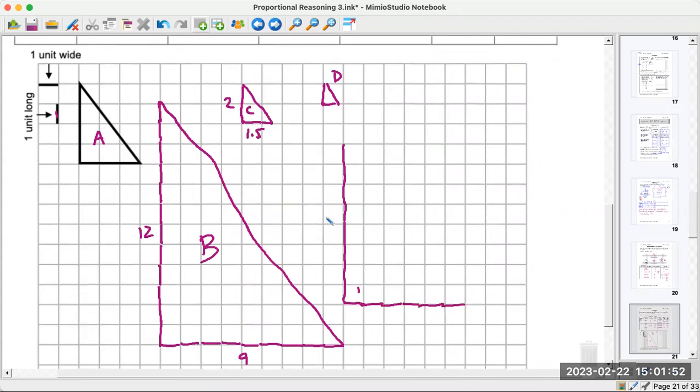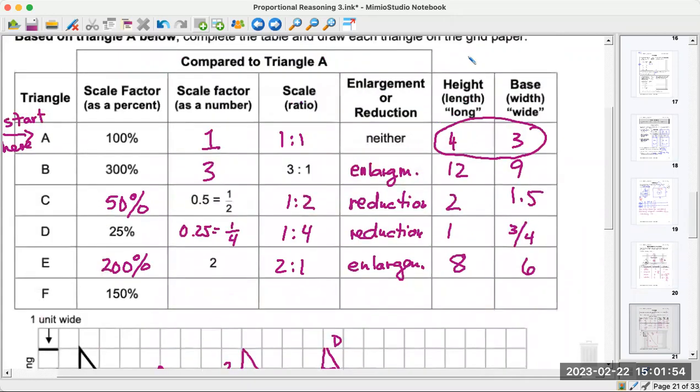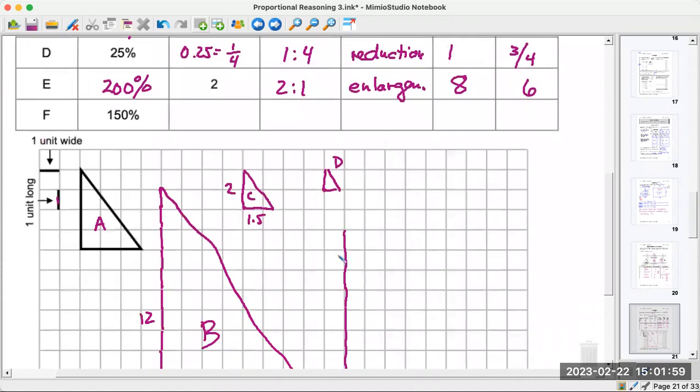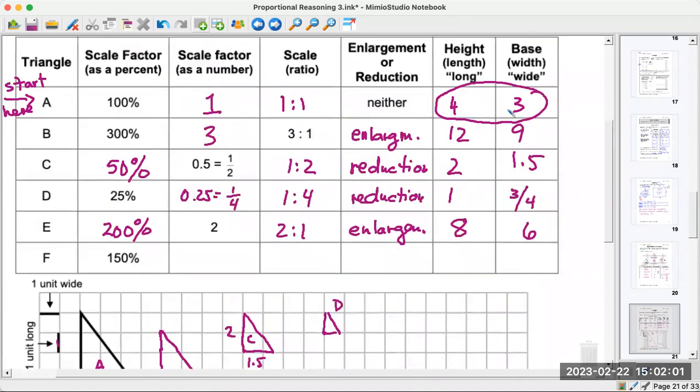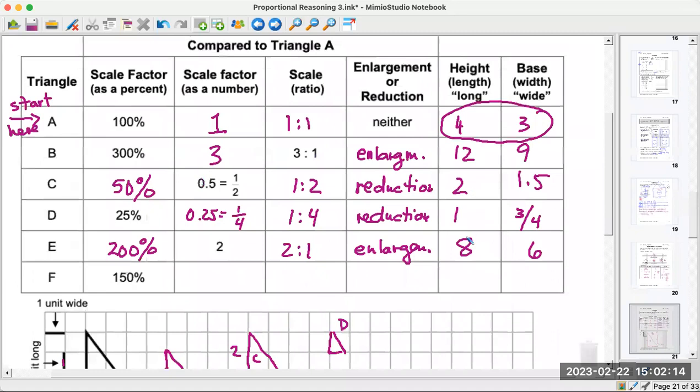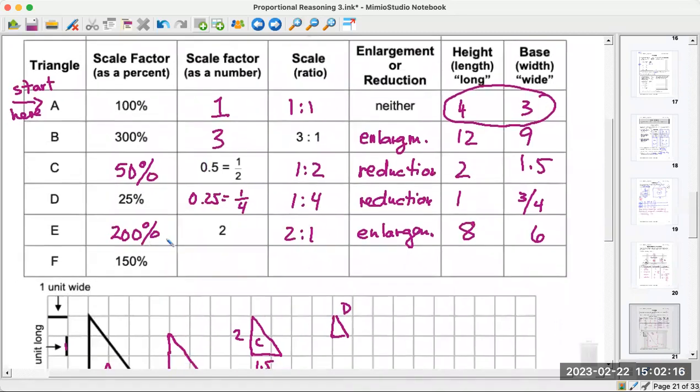So remember, the first number is the length, which is sometimes called the height of the triangle vertically. The second number is the width, which is horizontally. So don't get those mixed up. Is it 8 and 6? Connect these. Ooh, that was pretty good. Yep, 8 and 6. Last one, 150% means your scale factor is 1.5. All you do is get rid of the 0, put your decimal right here.